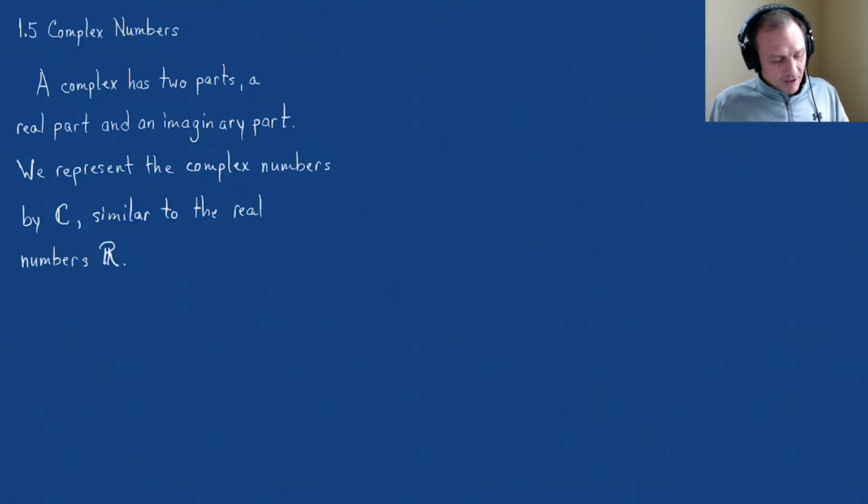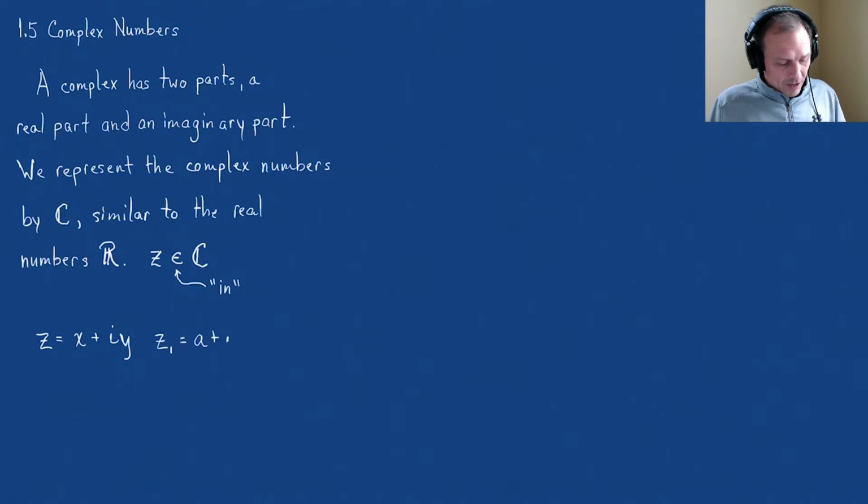And so what we would say is Z, I'm going to use this little E symbol, in Z. This little piece here is read as "in." So Z is a complex number. So Z is a number in the complex numbers, and it has the form Z equals, our book is using, x plus iy. And it's not uncommon to see another complex number, we'll call it Z1, written as a plus ib. So those are both common forms for complex numbers.